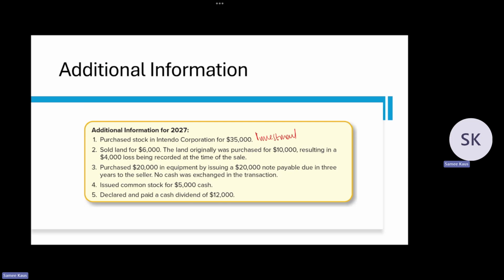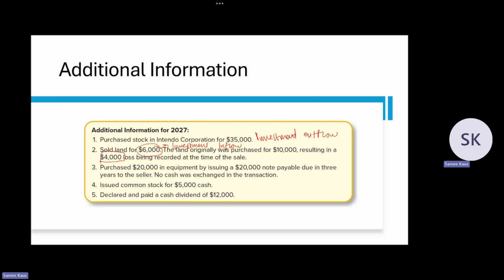Okay, now that gives me a lot of information because I sold land for 6,000. So I know that that's going to be an investing inflow, right? I'll say that's an outflow. But this loss over here, keep that in the back of your mind. We're going to have to take care of that. Okay. That's important to me.